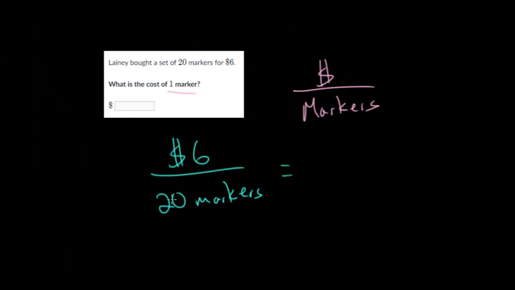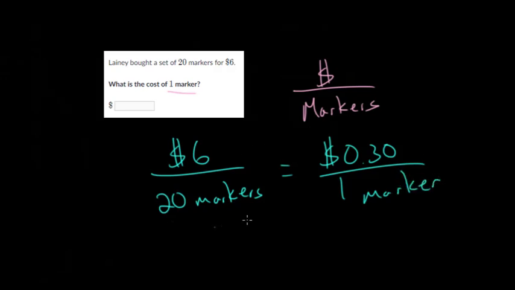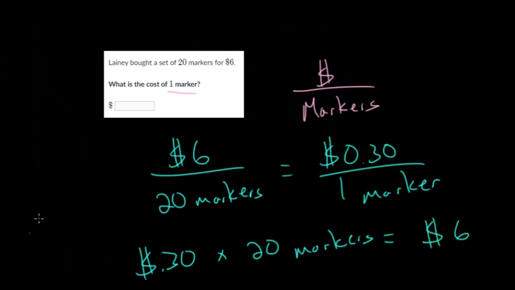So essentially 6 divided by 20, or 3 divided by 10, that would be 30 cents. So it costs 30 cents for one marker. And again, you can test this. So if it's 30 cents a marker and we multiply this by 20 markers, then we just get back to our $6. So this is kind of our way to check our work.